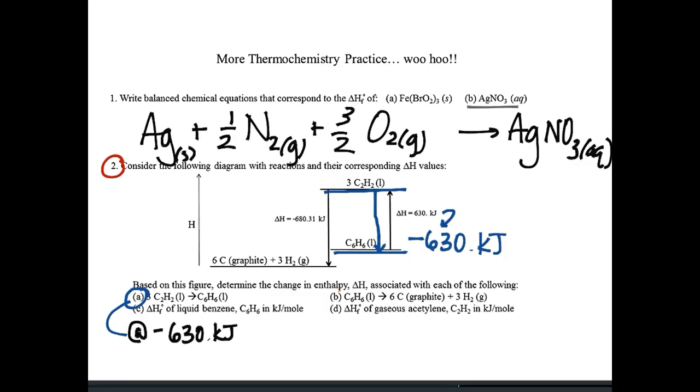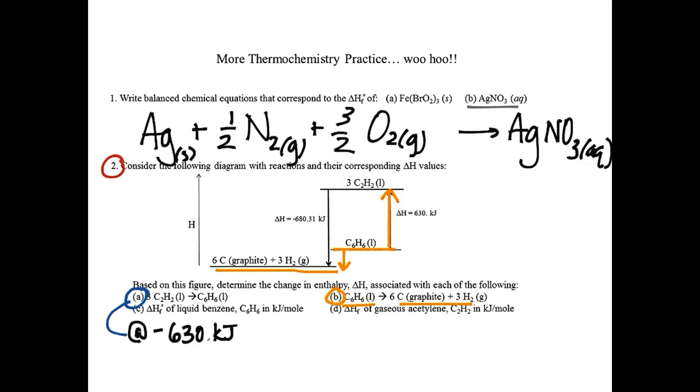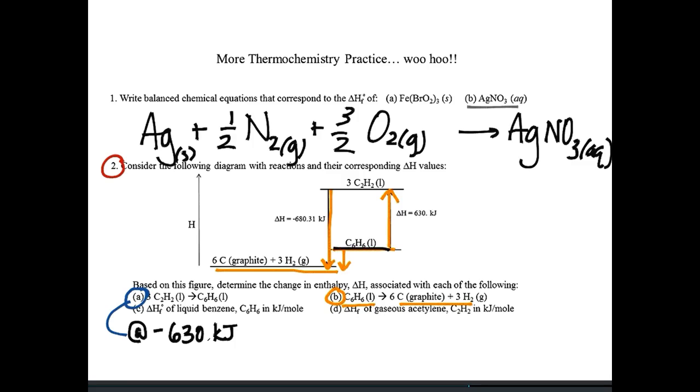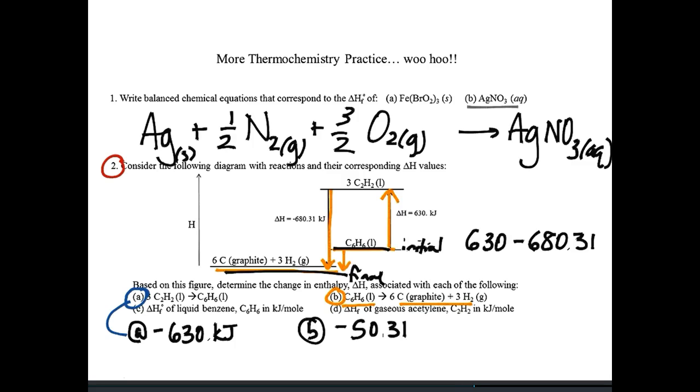Part B, we're going from liquid benzene into its elements. If we compare that to what we see, benzene is here, and we're going to the individual elements. Now what you notice is that there is no arrow currently on here that corresponds to this particular reaction. However, we do have a combination of 2 other arrows that have the same initial and final state. So we know these 2 arrows, and since they have the same initial and final state as this arrow, that means that we can just add them together. So 630 plus negative 680.31 gives me negative 50.31 kilojoules.